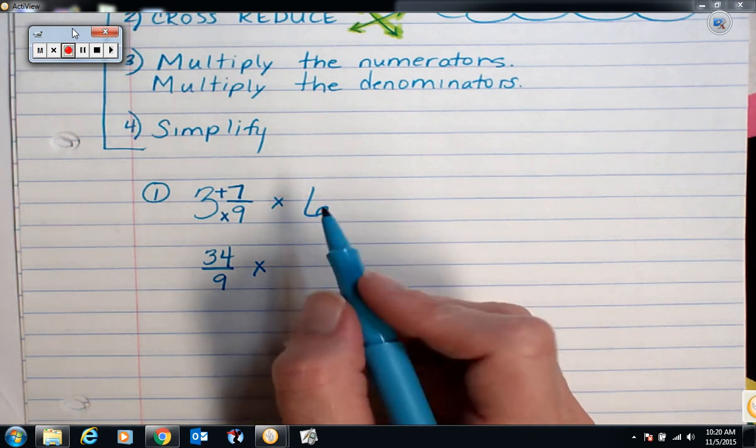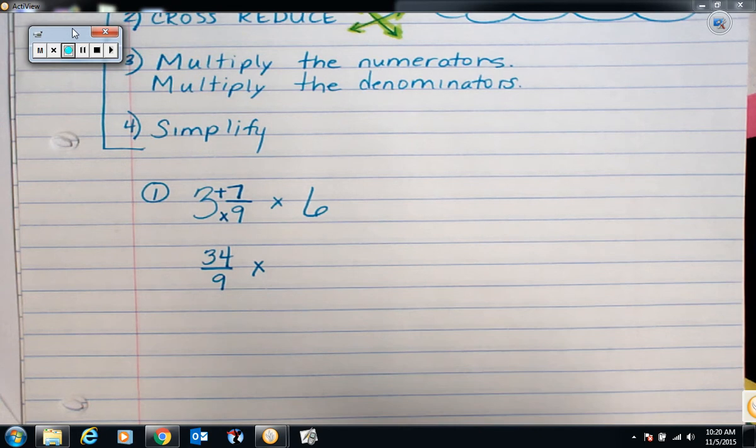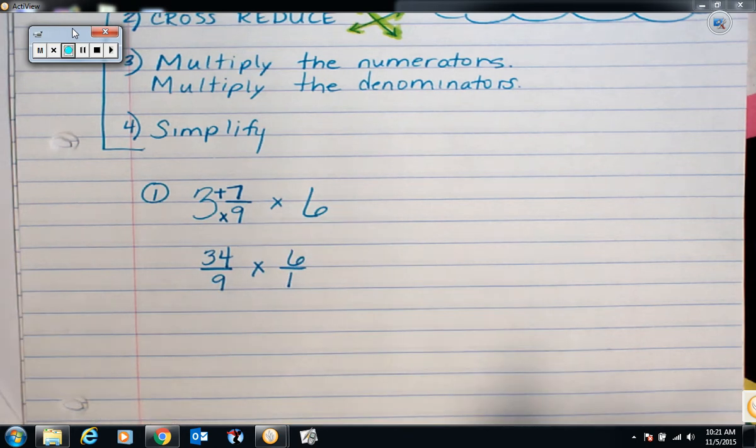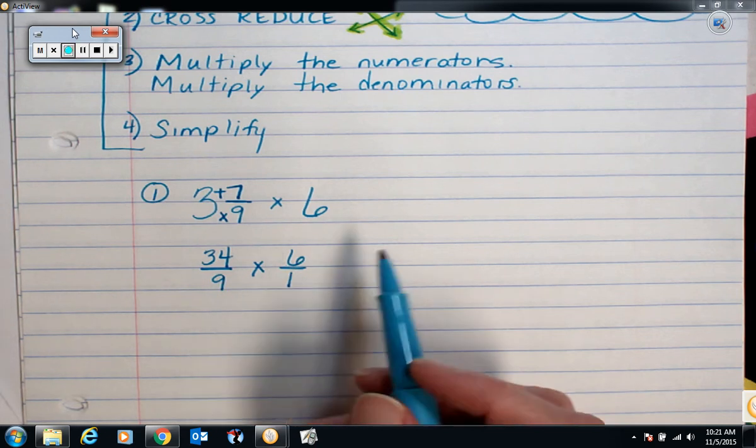So since this is 6 wholes, it's not divided into any pieces, that means my denominator is going to be 1. And now I have 34 ninths times 6 over 1. Then I want to double check and see if I can simplify anything first.